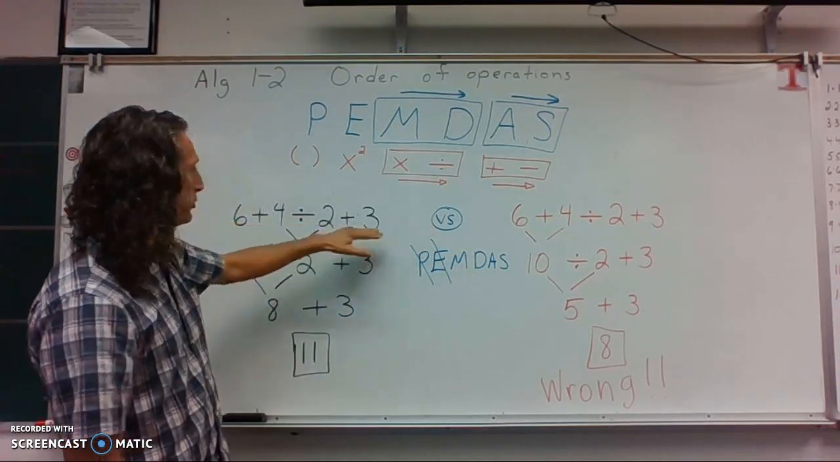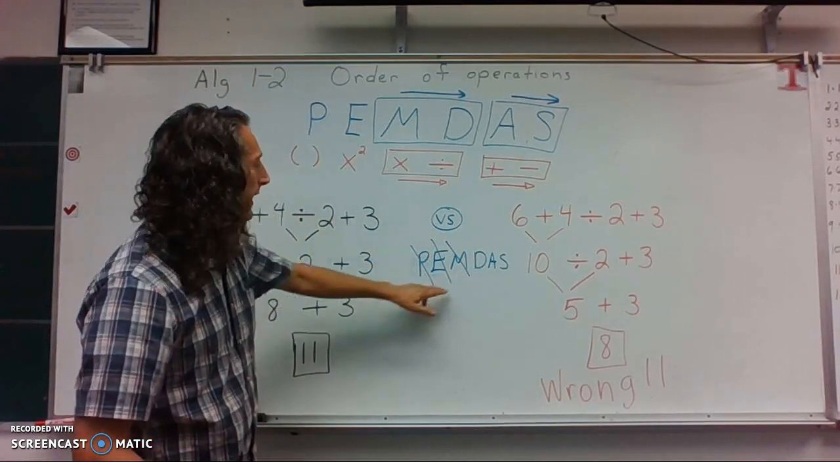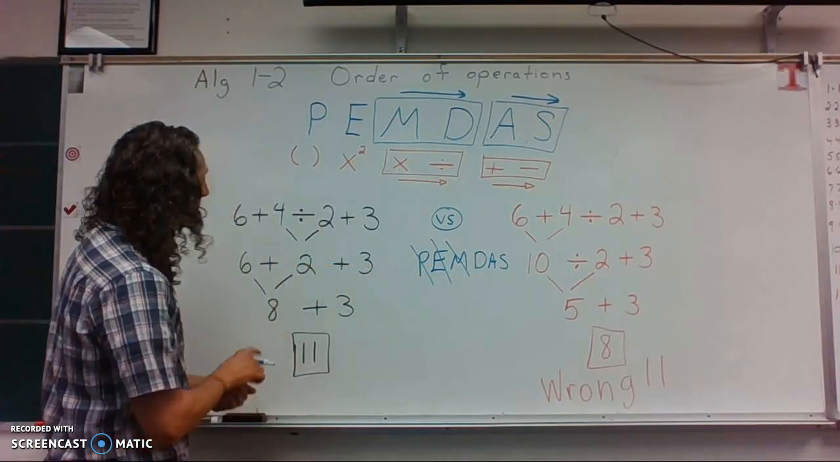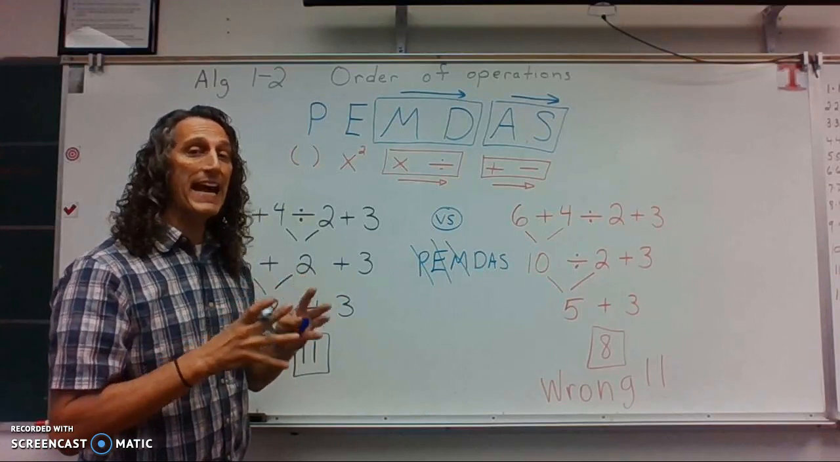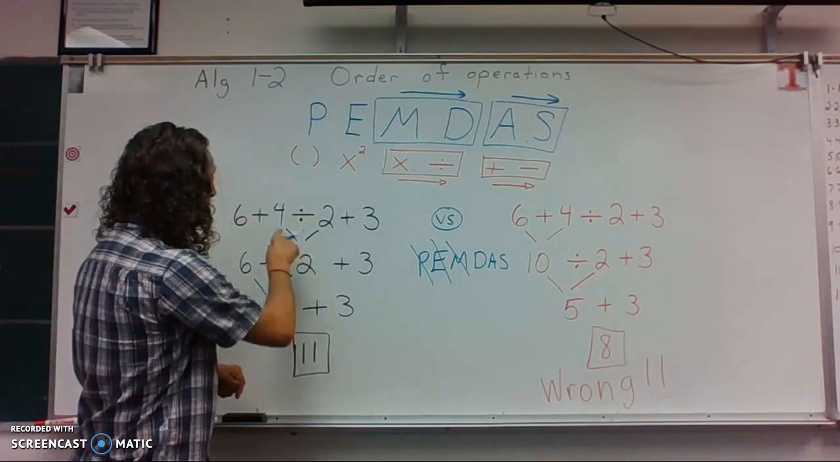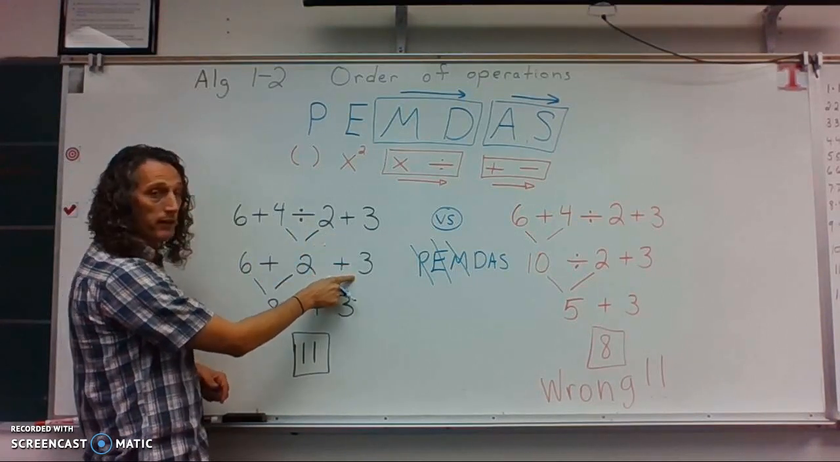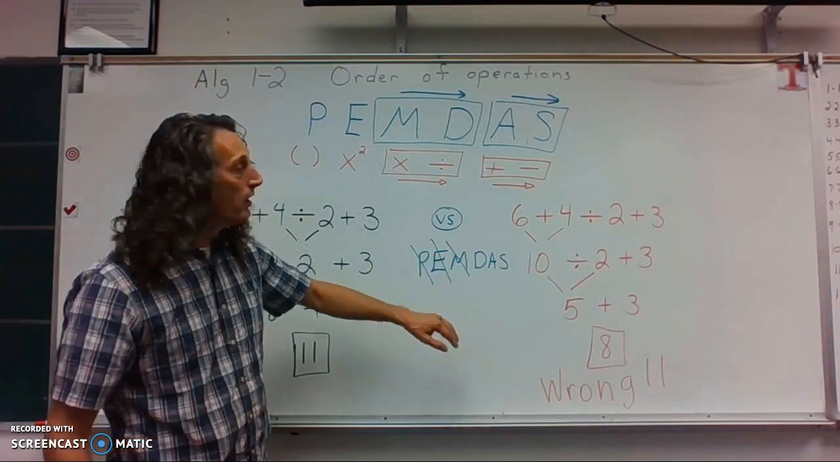All right, well, guess what? There's no multiplication either. So then I come to division. Well, here I have division. 4 divided by 2. Even though it's in the middle of the problem, that has to be done first. 4 divided by 2 makes the 2. I drop down the 6, and I drop down the 3. Okay? And that's where their mistake was made over here.